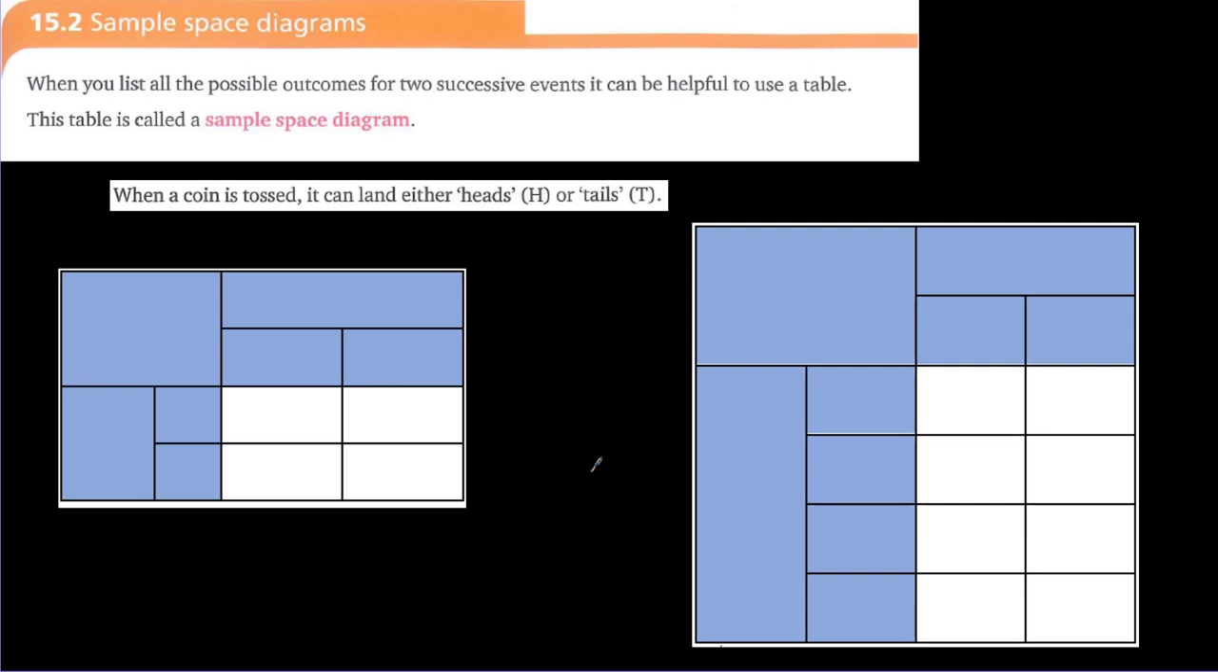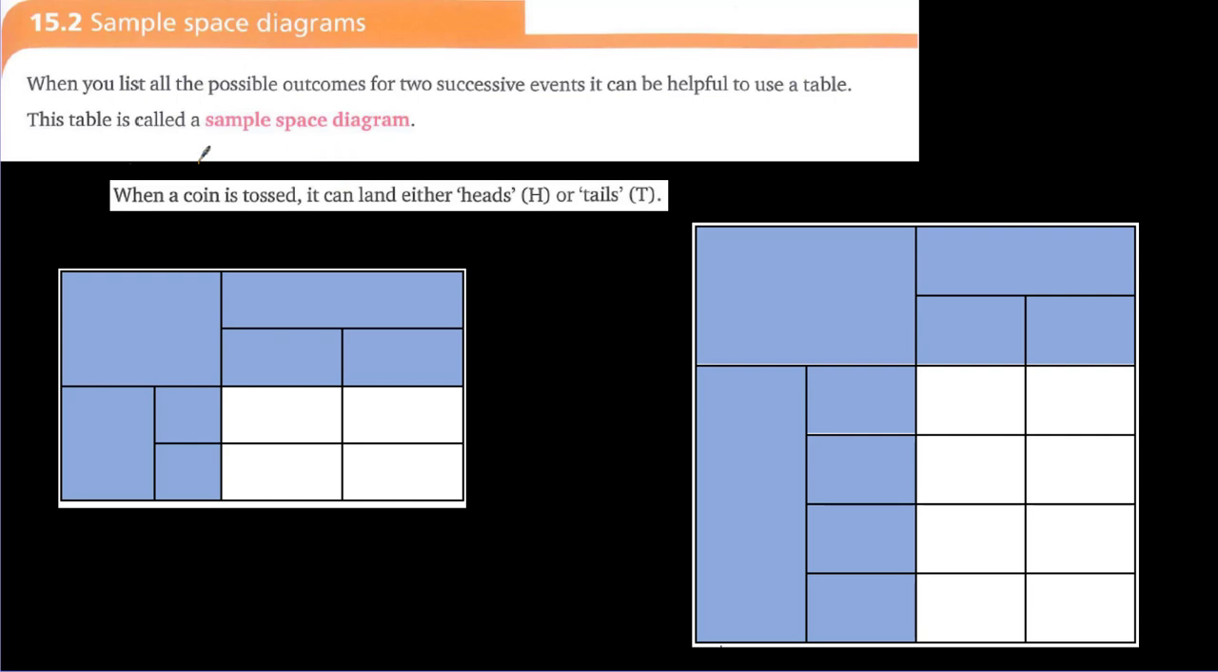Hi dear students, in this video we are going to explain the sample space diagrams. This is the second video about probability. When you have an experiment in probability, sometimes you may have many results, and it's always better to show them by using a table. So we are going to use tables, and these tables are called sample space diagrams.